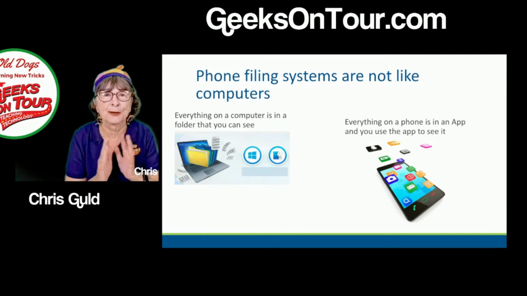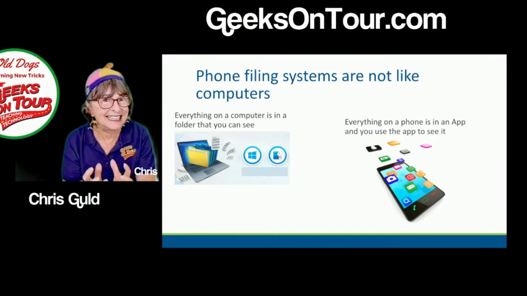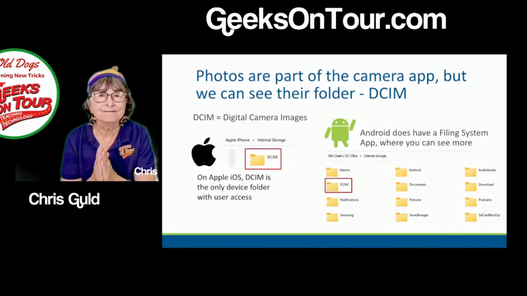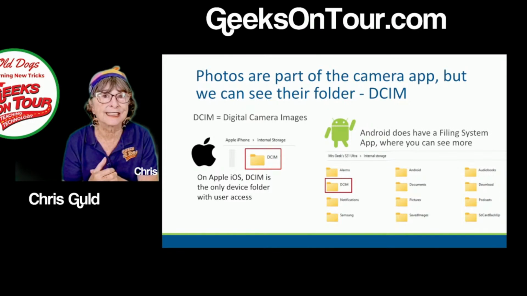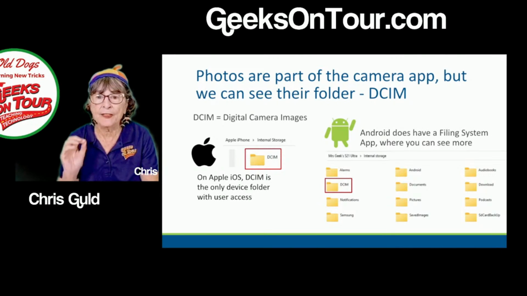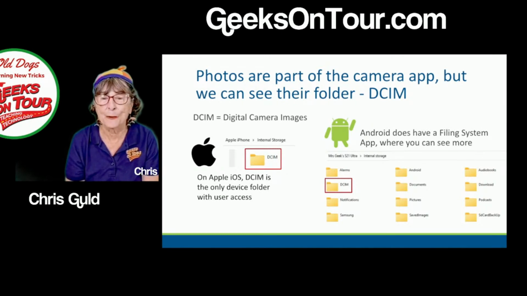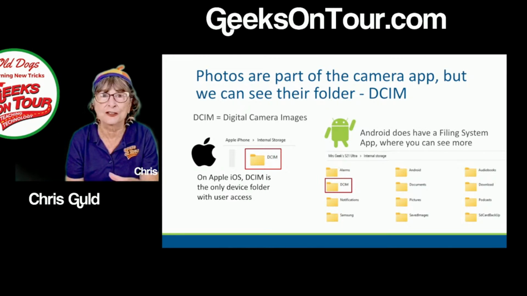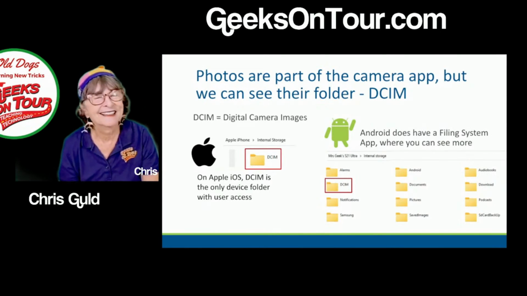And I don't understand it, but there's this thing called sandboxing. So each app is its own little world, and it holds the files that it needs to work with. But on iPhones, you can see the camera results in a folder called DCIM. That stands for Digital Camera Images. And on iOS, DCIM is the only folder you're allowed to see. The only one that has user access. All the rest of what's on your phone, no, you're not allowed, because they figure you might mess it up. Now on the Android, they allow you to mess it up.